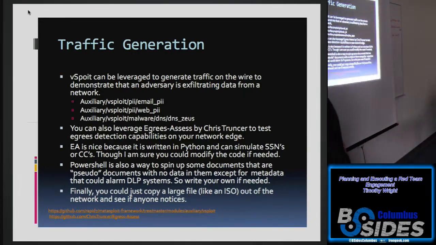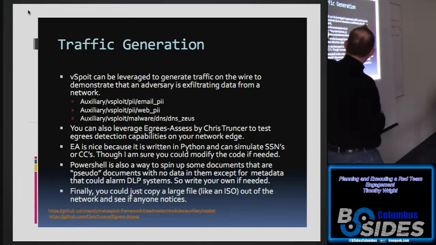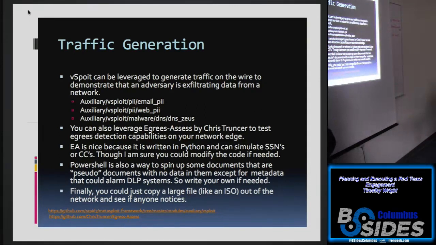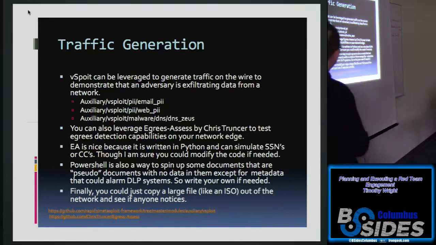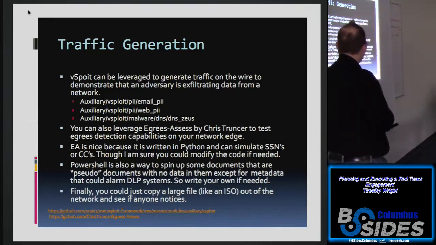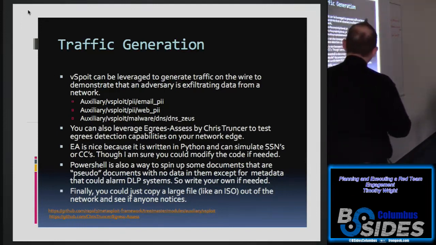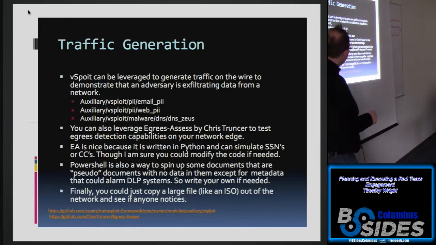So we have a couple of auxiliary modules called email PII and web PII. Those can simulate PII data leaving either through email or through web traffic, using Metasploit to do that. Now, Chris Truncer wrote a tool called Egress Assess. It's written in Python, and you can run it to simulate SSNs or credit card numbers actually leaving your infrastructure, right? That's a good way of getting some traffic moving during a simulation as well.